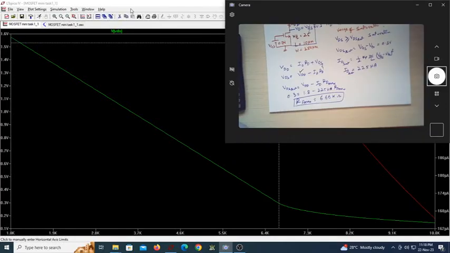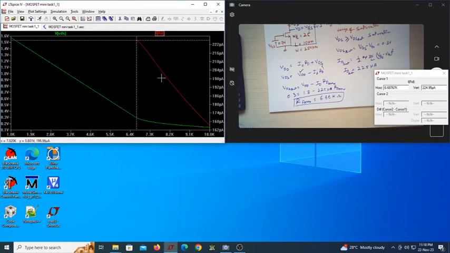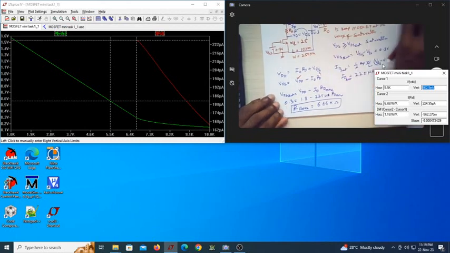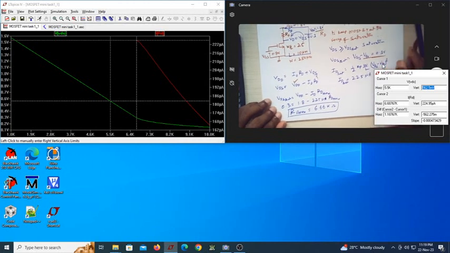Let me also see this VDS. Now you can see this is VDS. So by the time this comes to 300 millivolt, my MOSFET is in saturation. So why that 300 millivolt? Because that's what we wrote here. So what is VDS sat now? VDS sat is this. So 0.3.